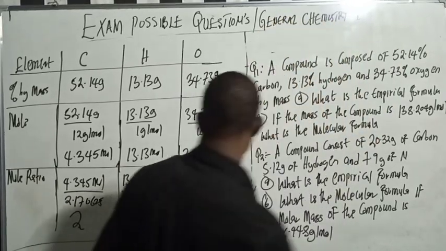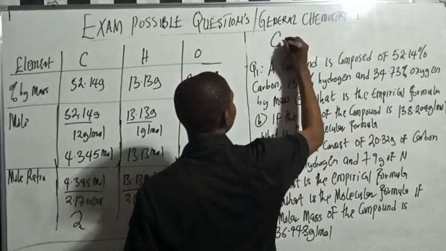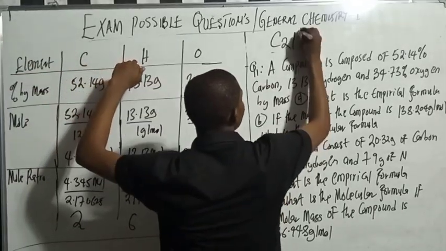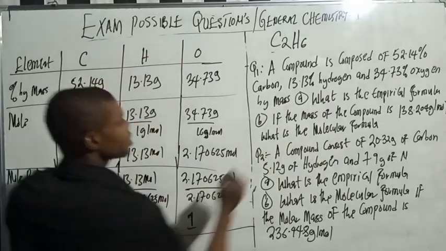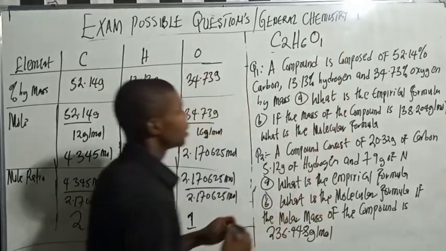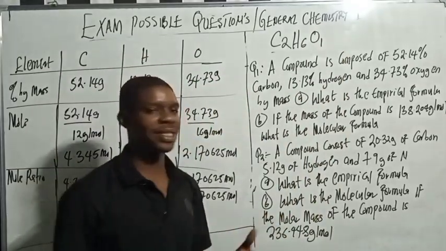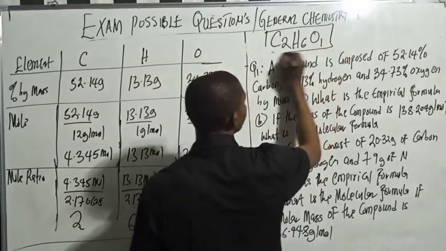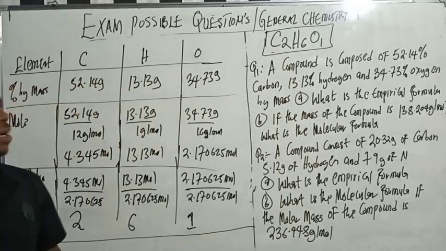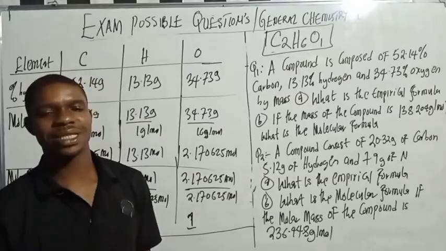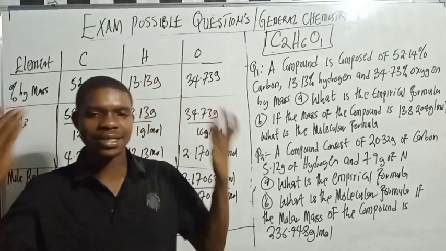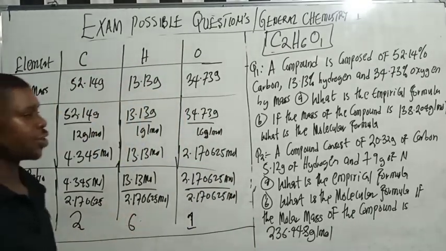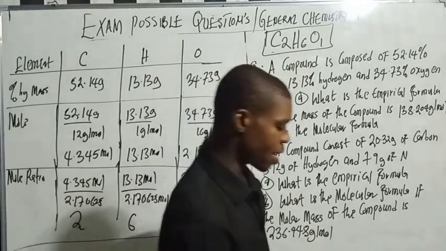The empirical formula here is going to be C2H6O1, because carbon is 2, hydrogen is 6, and oxygen is 1. That is the empirical formula. The word empirical formula means the simplest formula, the simplest ratio. So this is my empirical formula.